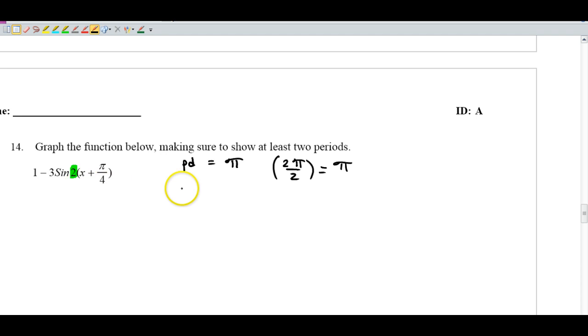Now, this graph is then shifted to the left pi over 4, indicated by this number here, plus pi over 4, which indicates that this graph is shifted to the left pi over 4. That tells me where I'm going to start my table right there. Now, this function has a couple things going on. It's going to be a reflection and have an amplitude of 3. Also, this function is going to be up 1. So there's a lot going on here, but we can figure this sort of thing out with a table.